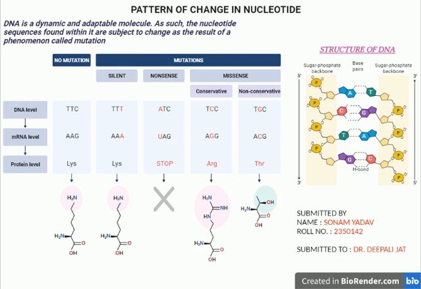Next disease is Tay-Sachs disease. Tay-Sachs disease is a genetic defect that is passed from parents to children. The genetic defect is located in the HEXA gene, which is found on chromosome 15.